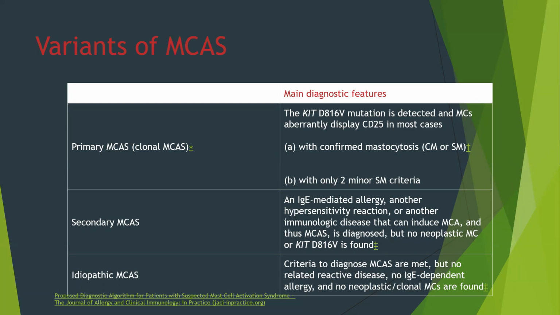So that's one subtype. Another subtype, a secondary one, is more related to the presence of actual allergies, and it's IgE-mediated allergy. And there could be idiopathic ones where criteria are met, but we don't have an actual mutation, or we don't have IgE-mediated allergies, and there is no cancer of any kind anywhere. So those are three versions of MCAS.